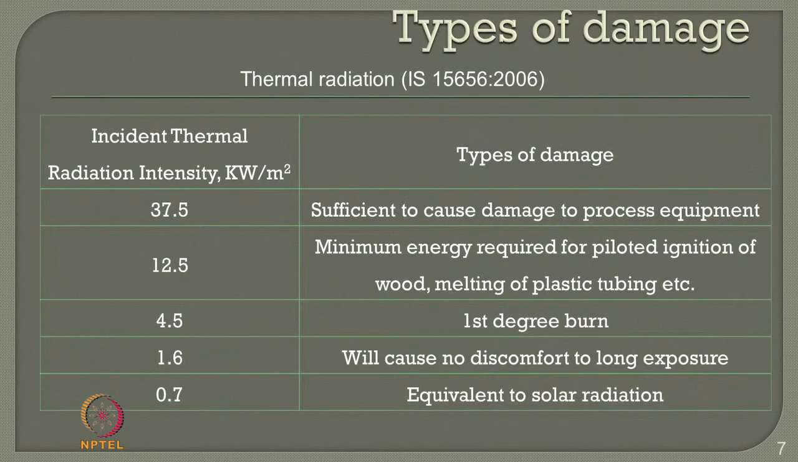As we said, thermal radiation is one of the important inputs to be given, depending upon the Pasquill stability class. Various thermal radiation classes are identified in the literature, varying from an intensity of 0.7 kilowatt per square meter to 37.5 kilowatt per square meter. The consequences or the types of damages that arise from these radiation intensities are also shown in the figure, which is an extract from IS code 15656:2006.